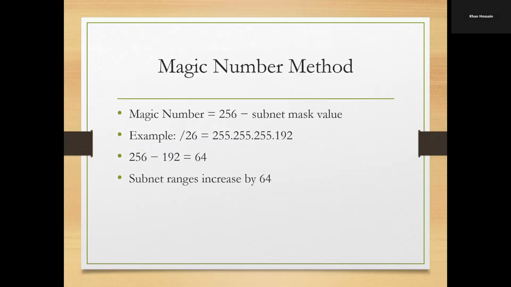Now here is another key concept, the magic number method. Always remember: 256 minus the subnet mask value. For example, /26 makes 255.255.255.192. If you subtract 192 from 256, 64 is the magic number. So the subnet range increases by 64.